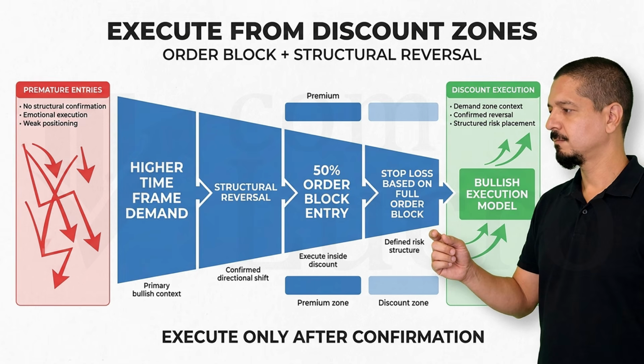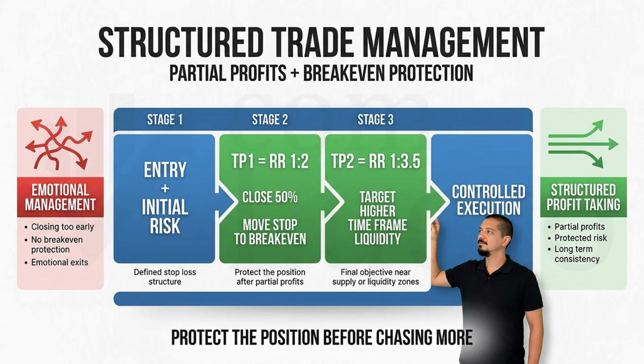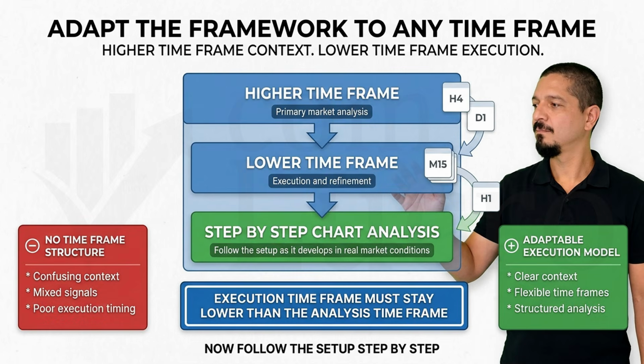The entry is generally positioned around the 50% retracement level of the order block, or deeper inside the discount zone, while the stop loss is based on the full size of the order block itself. The trade is managed using two separate targets. The first target is positioned at a 1 to 2 risk-to-reward ratio, where 50% of the position is closed and the stop loss is moved to break even. The second target is positioned at a 1 to 3.5 risk-to-reward ratio, targeting the next major higher time frame liquidity or supply zone. This framework can be adapted to virtually any time frame combination.